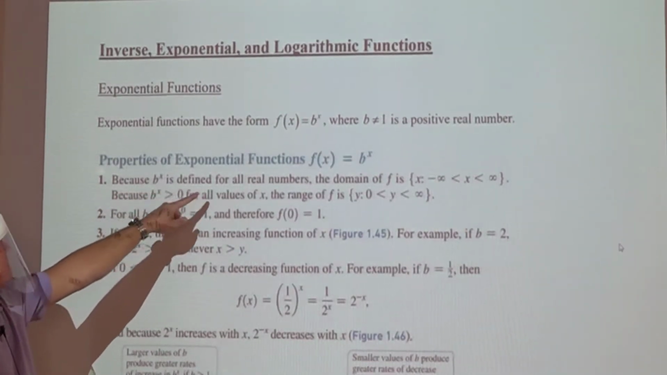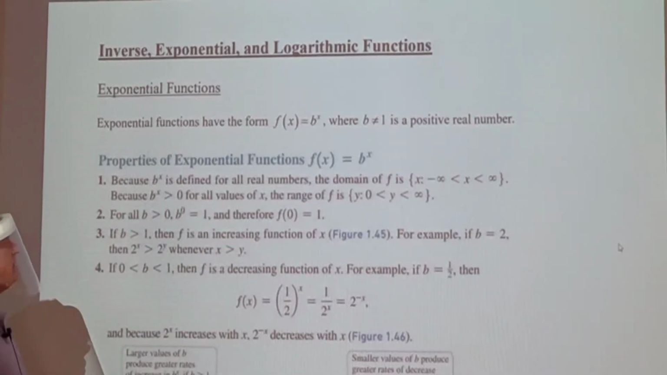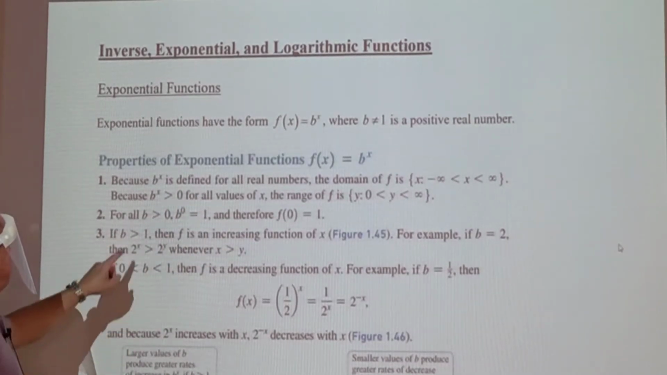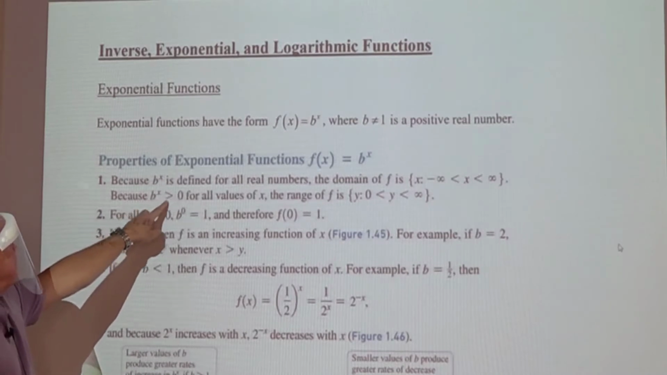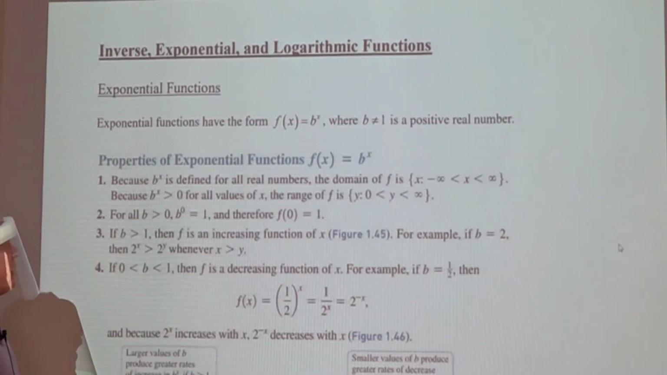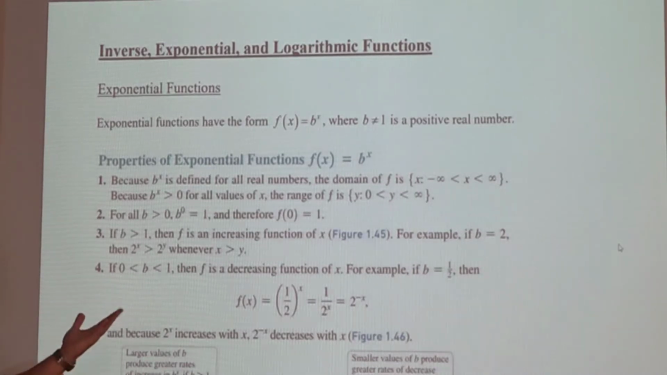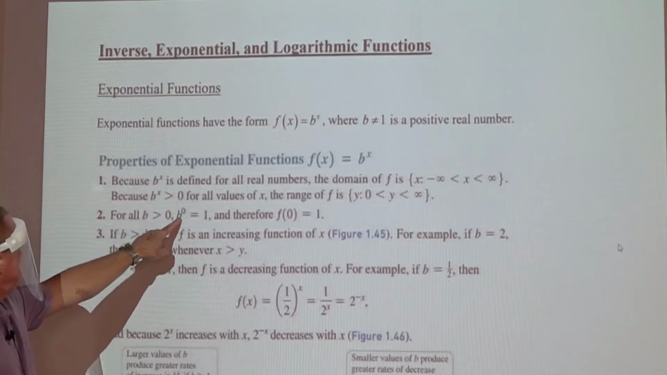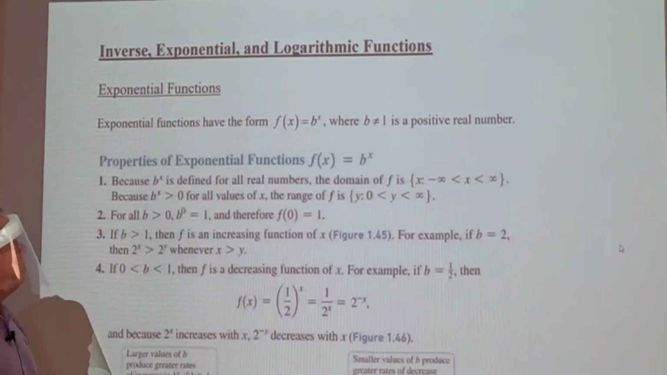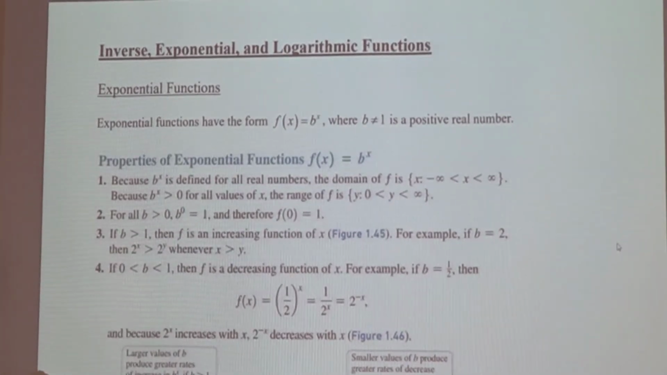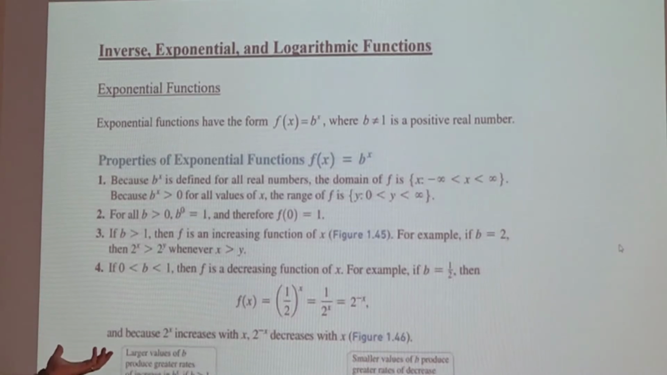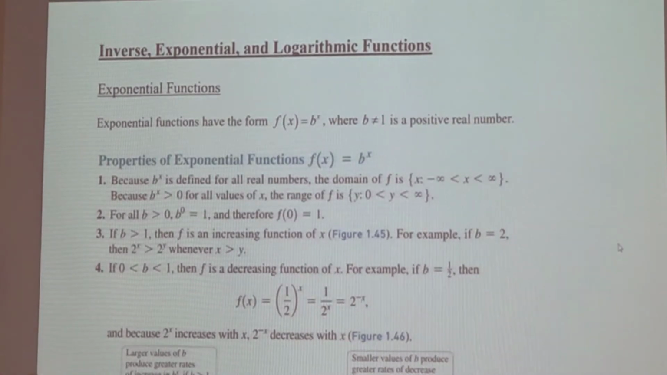Because b to the x is defined for all real numbers, the domain is negative infinity to infinity. And then because b to the x is greater than 0 for all values of x, the range of f is from 0 to infinity. And then, of course, anything to the 0 power is 1. Therefore, for any base, f of 0 is always 1 for an exponential function. Okay. Let's look at a graph here.